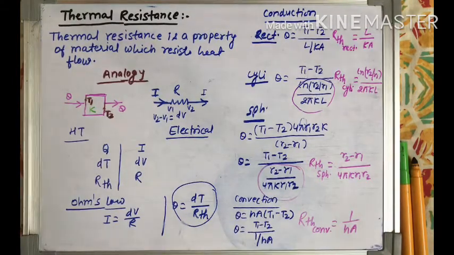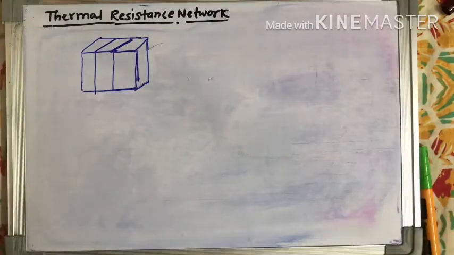Now, thermal resistance for radiation, we will see in the class when we reach chapter 5. Thermal resistance network: in complicated applications there are a number of thermal resistances. So what we generally do is solve all the thermal resistances and replace them by a single thermal resistance. That is known as the thermal resistance network.